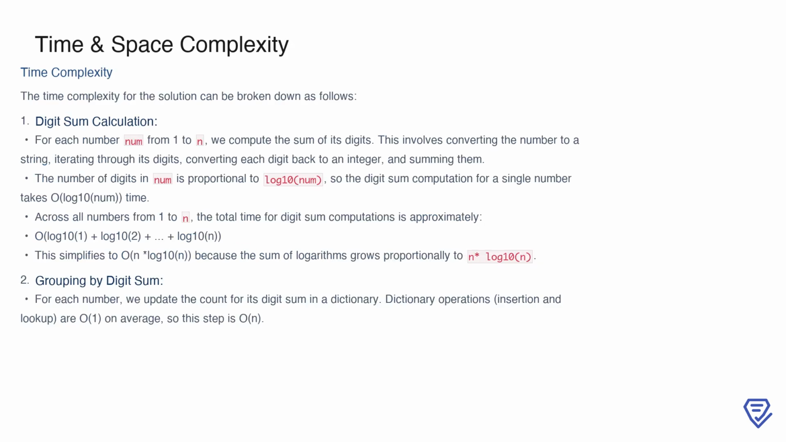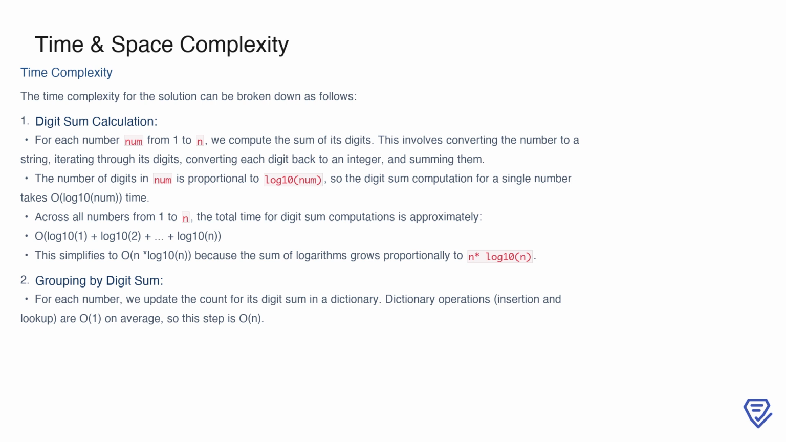The time complexity of our solution can be broken down into distinct parts. First, we have the digit sum calculation. For each number from 1 to n, we compute the sum of its digits. This involves converting the number to a string, iterating through its digits, converting each digit back to an integer, and summing them. Since the number of digits in a number is proportional to the logarithm of the number base 10, or log10 of the number, the time for a single digit sum computation is O(log10 number).